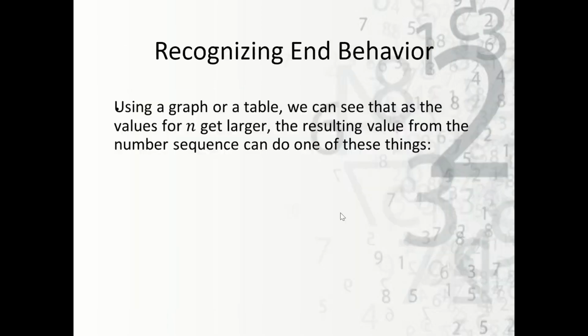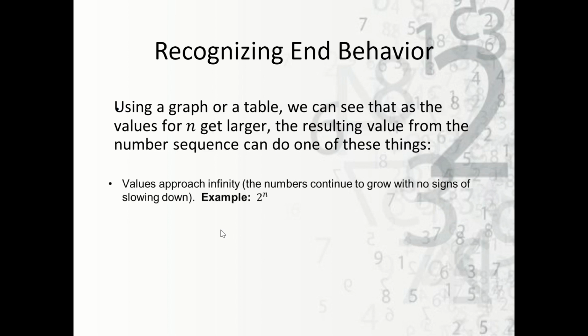Now, how do we recognize n behavior? Using a graph or a table, we can see that as the values for n get larger, the resulting value from the number sequence can do one of these things. So basically what this is saying is, as we continue these sequences, one of three things is going to happen. We're either going to keep going to infinity. So an example of this would be 2 to the n. So as n gets bigger, 2 is going to continue to expand and expand and expand and expand, and it's going to continue out towards infinity. So it's going to get extremely large, and it's never going to stop getting larger.